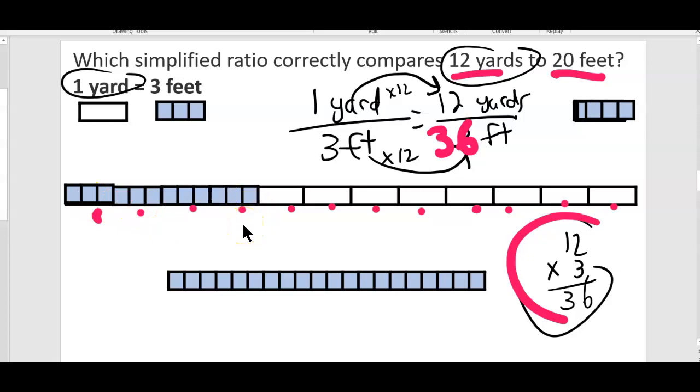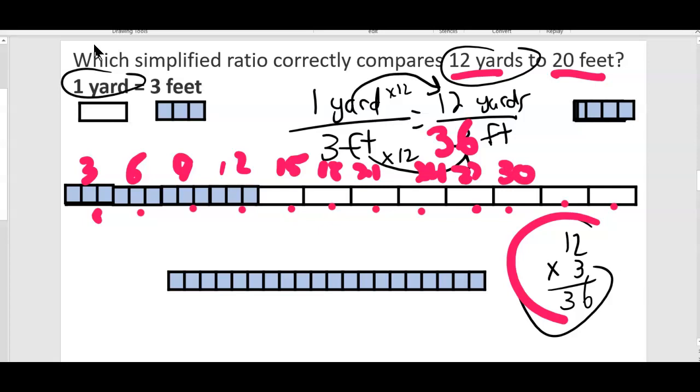So do multiples? Let's see. 3, 6, 9. 12, 15, 18. 21, 24, 27. 30. Oh, we have more than that though. Then add 3 more. 33, 36. Right? 3, 6, 9. 12, 15, 18. 21, 24, 27. 30.